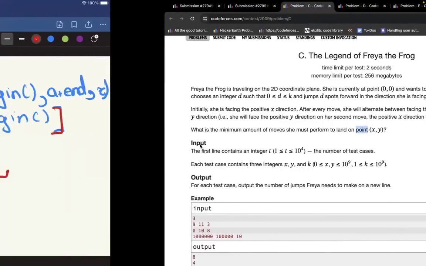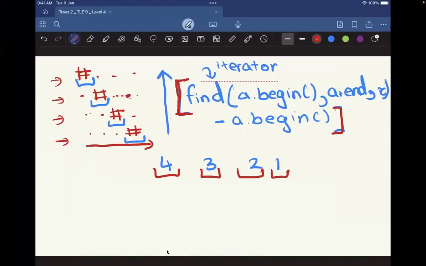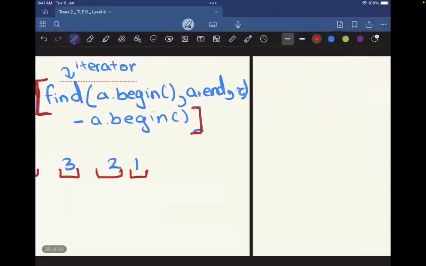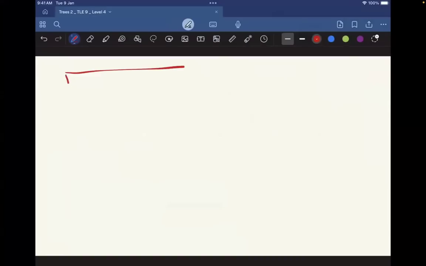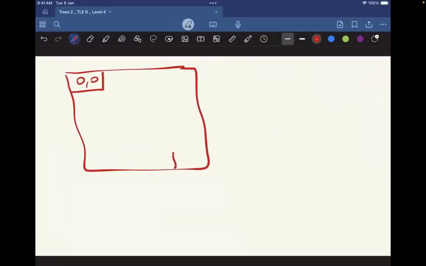So again, this is a very mathematical problem. It's more about formulating what we want and solving it. So guys, let's have a look at what the problem says. We are given a grid. All right. We are on 0, 0. We want to reach point x, y.